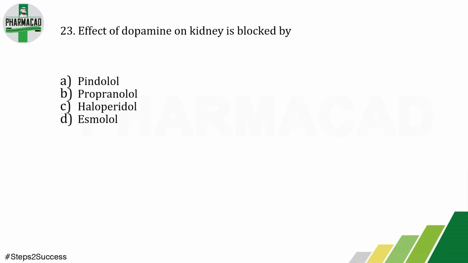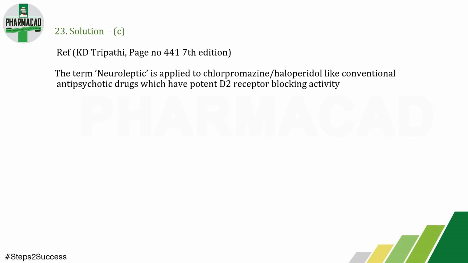Next question. Effect of dopamine on kidney is blocked by. So effect of dopamine is blocked by which of the following drugs? That is pindolol, propranolol, haloperidol or esmolol. So the correct option here is haloperidol. It is a neuroleptic. So the term neuroleptic is applied to chlorpromazine or haloperidol like conventional antipsychotic drugs. So these two drugs have potent D2 receptor blocking activity, that is they will block the dopamine receptor.